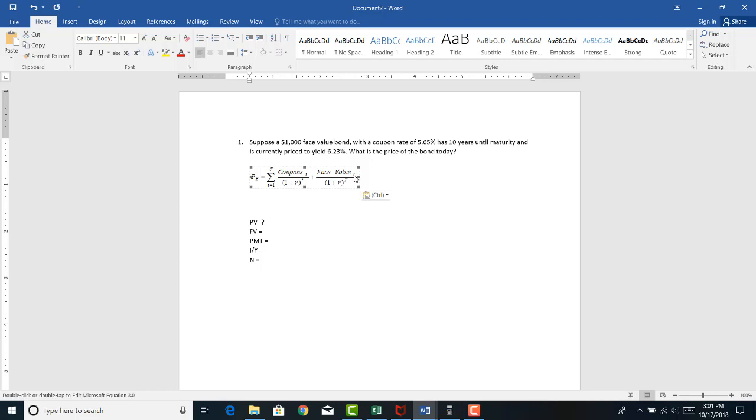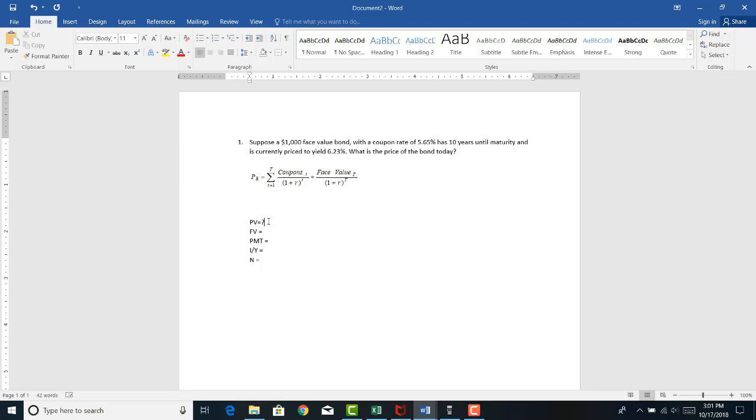If the market thinks that this bond is actually riskier than the coupon rate of 5.65%, then the price of this bond is going to be less than $1,000. So we're already making some inferences before we even get started. So we're going to put this into our financial calculator.